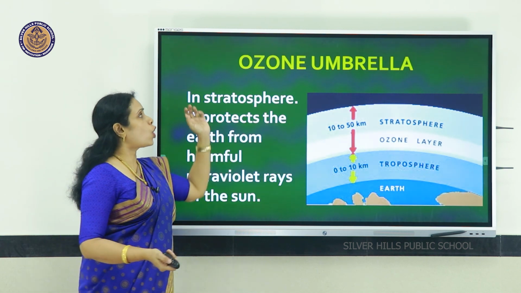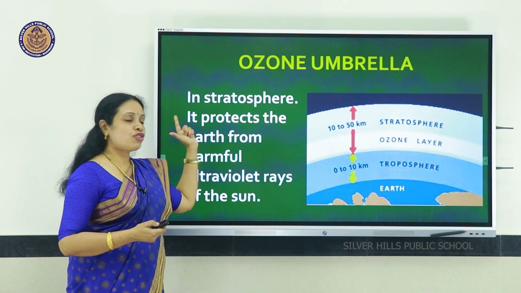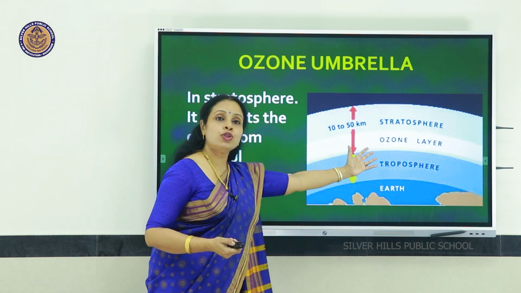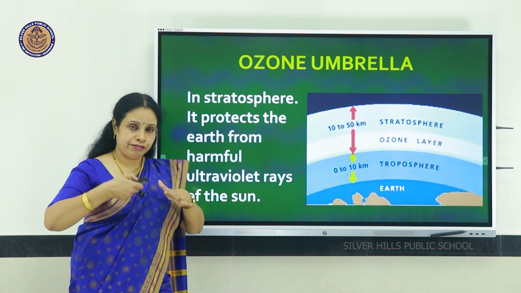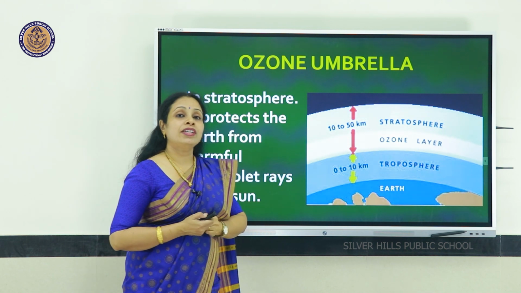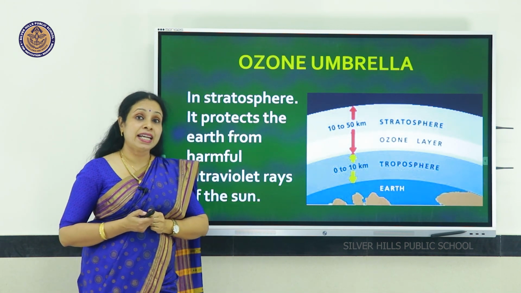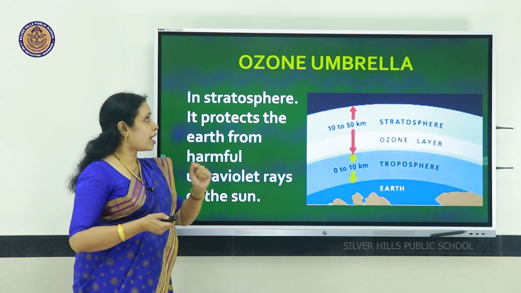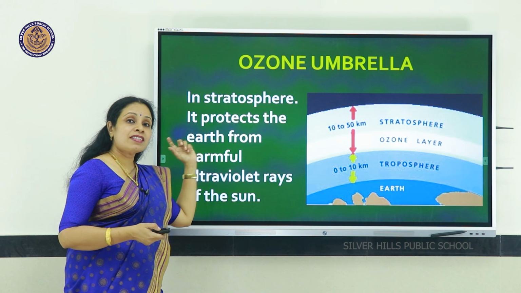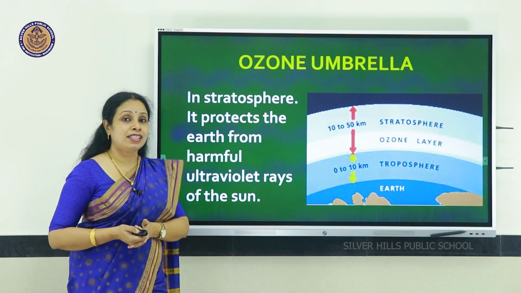Moving on to something called the ozone umbrella. It is found in the stratosphere. See, close to the earth there is the troposphere where we live. Above that, the next higher level is called the stratosphere, the layer of the atmosphere where planes fly. That is where you find the ozone umbrella, which protects the entire earth from the harmful ultraviolet rays of the sun.